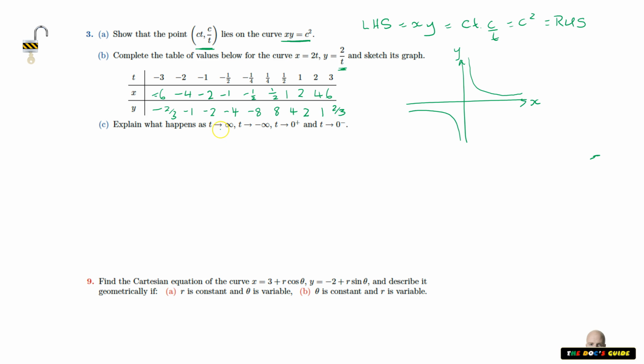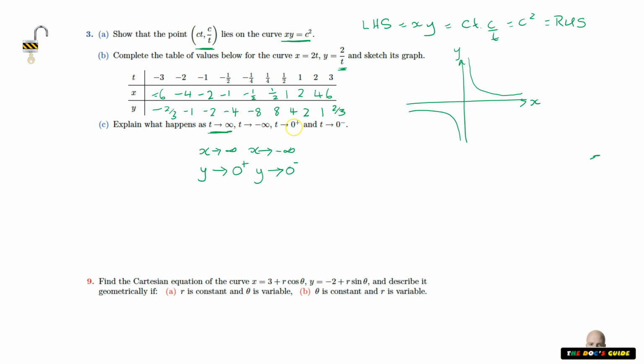Now to explain what happens as t tends to plus infinity, well, we've just been talking about that. As t tends to plus infinity, then the x values are going to head to plus infinity, but the y values are going to head towards 0. And as t tends to negative infinity, the x values will head towards negative infinity, and again the y values will tend towards 0. If we want to be technical, we can say that when we go to plus infinity, y heads to 0 from the positive side, and to 0 from the negative side when x goes to negative infinity.